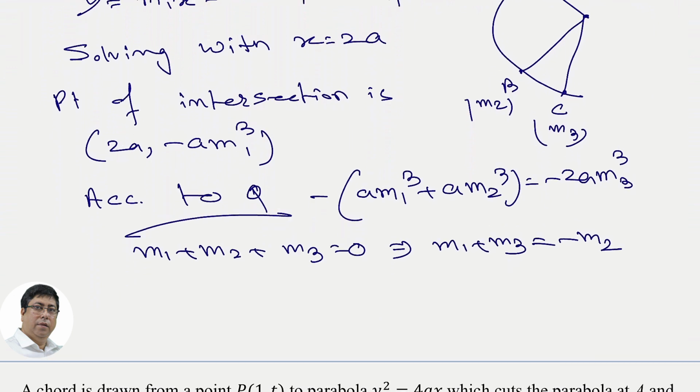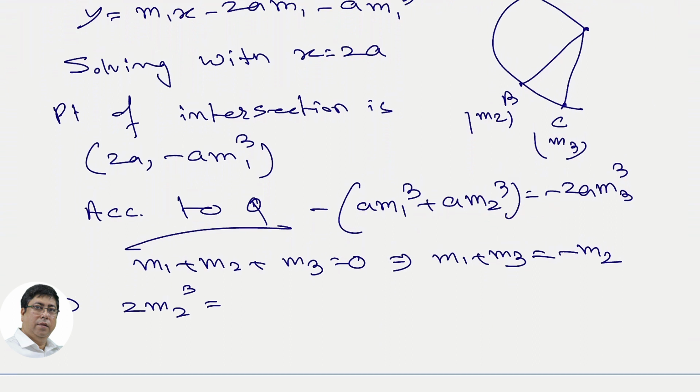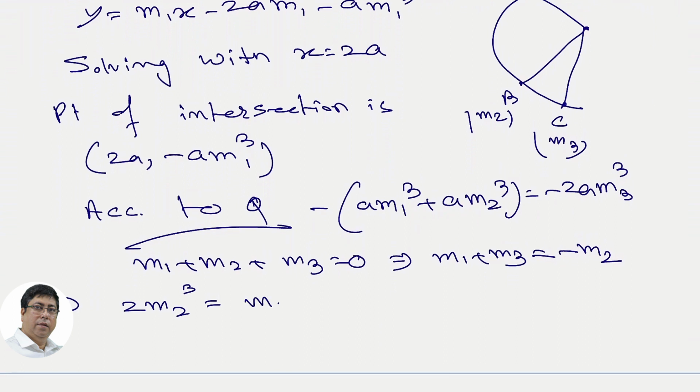Now we can say here that 2 m2 cube equal to m1 cube plus m3 cube. If we cancel the minus and a, we are getting 2 m2 cube equal to m1 cube plus m3 cube, using the a cube plus b cube formula: (m1 plus m3) into (m1 square plus m3 square minus m1 m3). We are getting this here. I have to write some part.